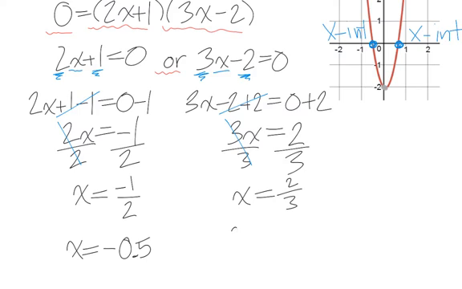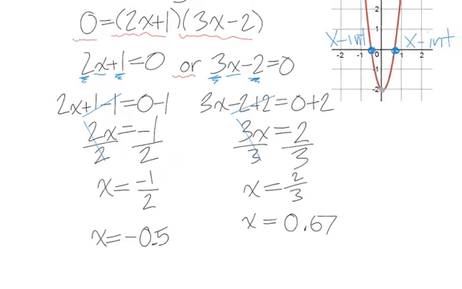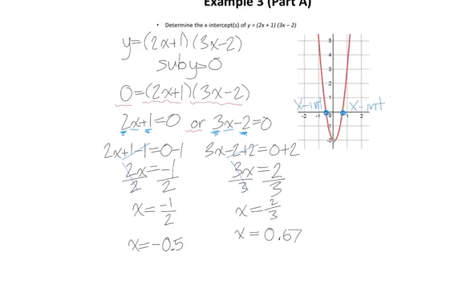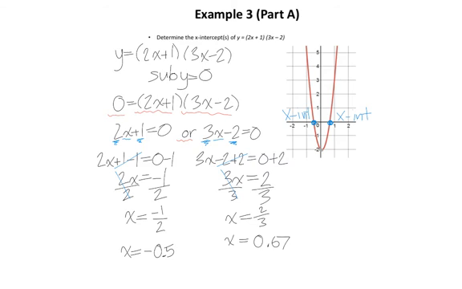And if you were to convert this to a decimal, it would be approximately 0.67. And if you take a look at the graph of the parabola, that x-intercept is approximately 0.67. So that's all the work you need to do to figure out the x-intercepts of this quadratic relation.